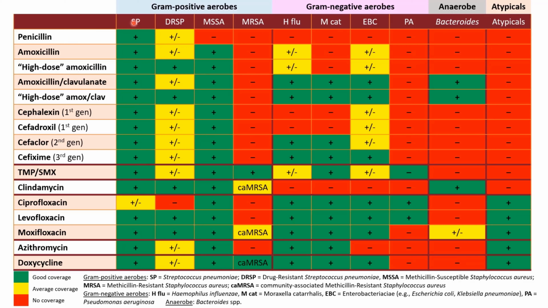So if someone does not have risk factors for drug-resistant strep pneumo, you can use drugs that have activity against strep pneumo. So basically all of these agents, with the exception of ciprofloxacin. Ciprofloxacin is not good for Streptococcus pneumoniae, so that's why it's not a respiratory fluoroquinolone, so that should not be used. Pretty much any other agent that's listed here is good for strep pneumo in the absence of risk factors for drug-resistant strep pneumo.